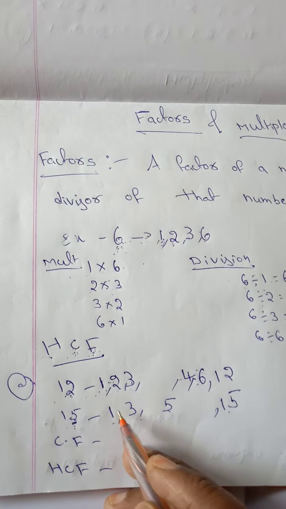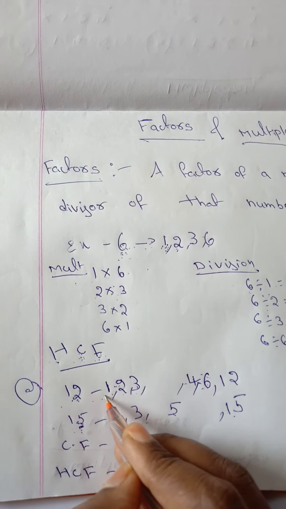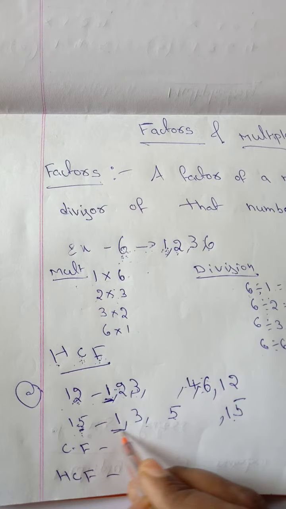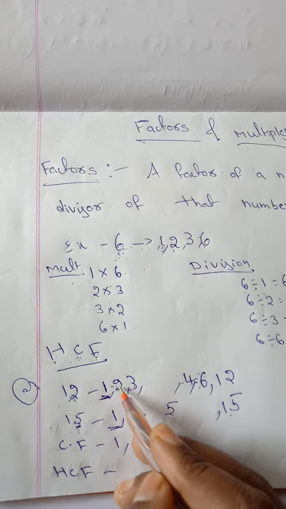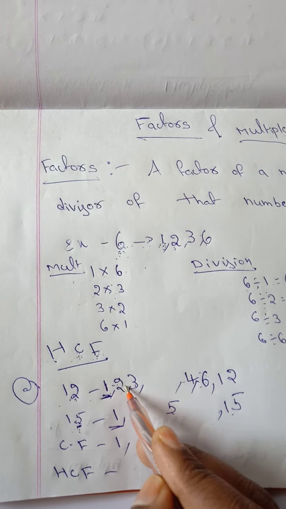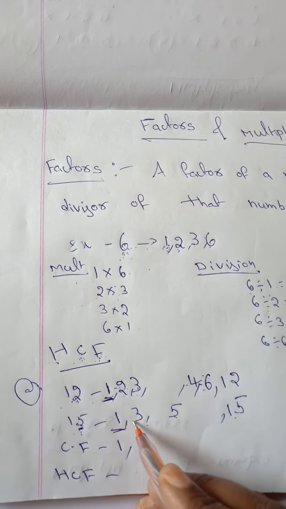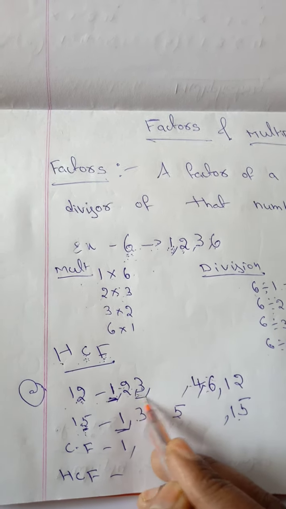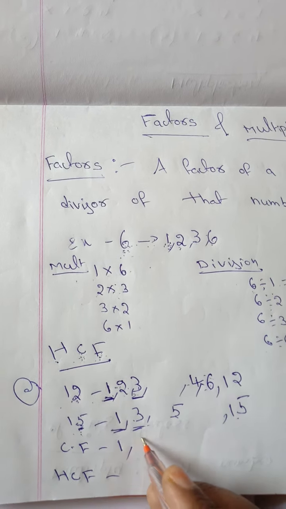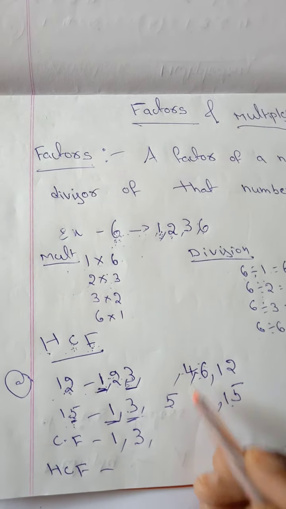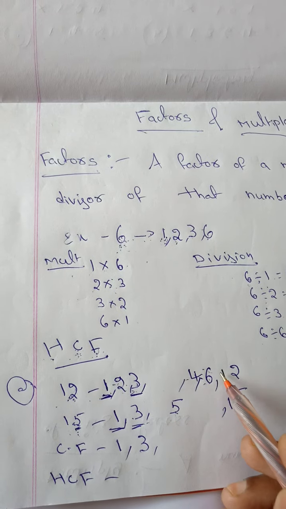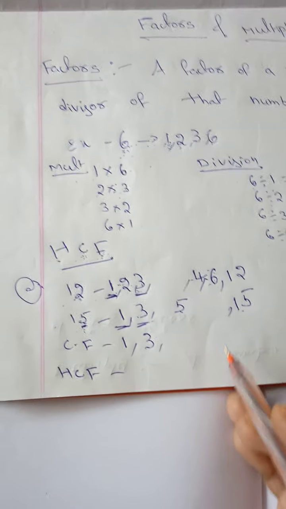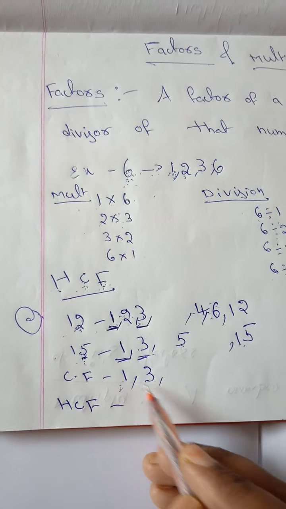So now here, what are the common factors you should write. So what are the common factors? 1, and next 2 is there here. 2 is a factor of 12, but 2 is not a factor of 15. So 2 is not a common factor. Then 3. Yes, so write the 3. Then 4 is not there here, and here 5 is not there. 6, 12, 15. So what are the highest common factors?